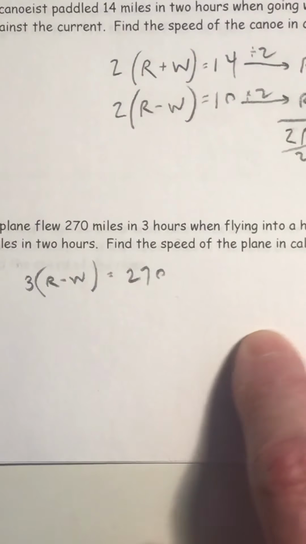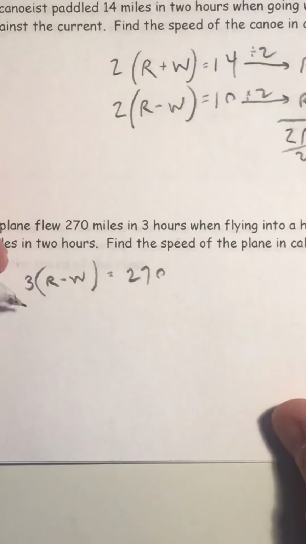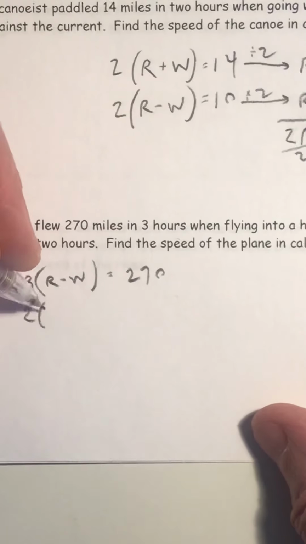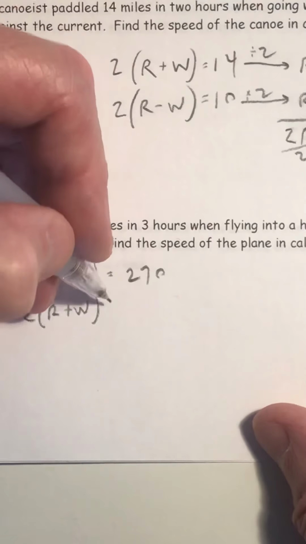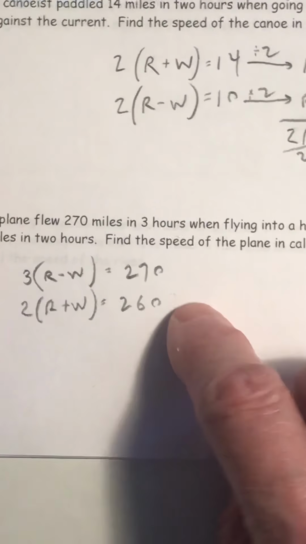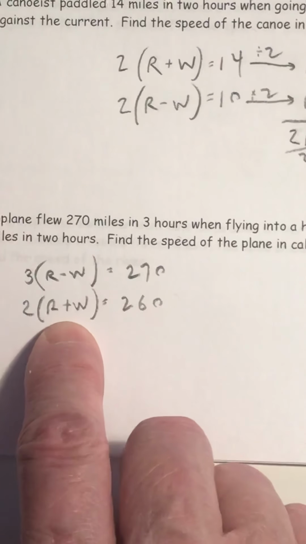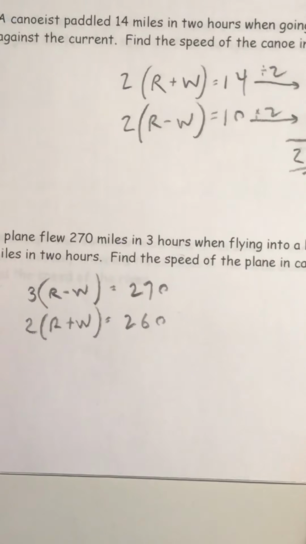Second part of the story, flying with the wind helping, and 2 hours time, the distance was 260 miles. See, less distance, but also less time. Remember, this is faster. This is with the wind is faster, against the wind is slower.